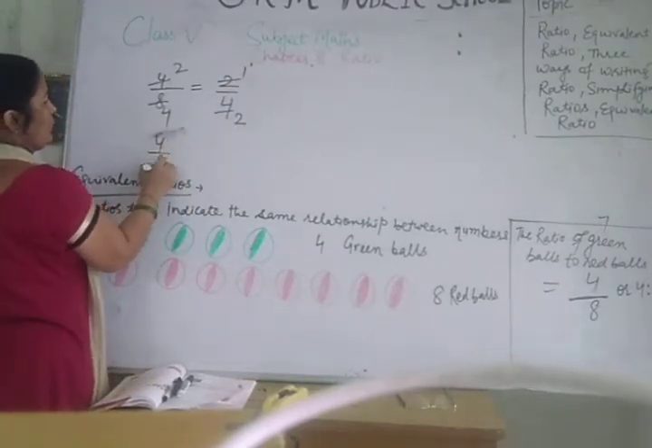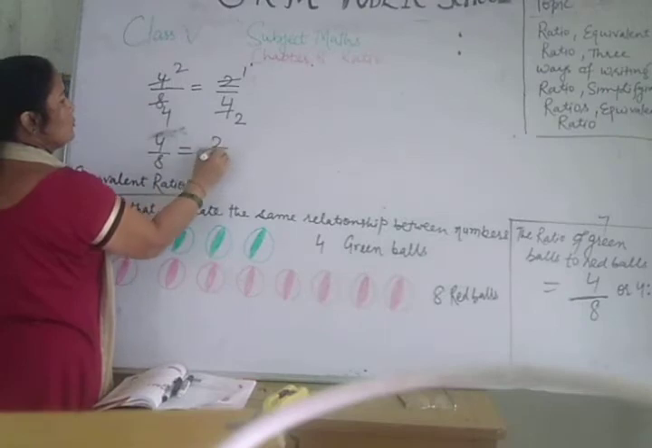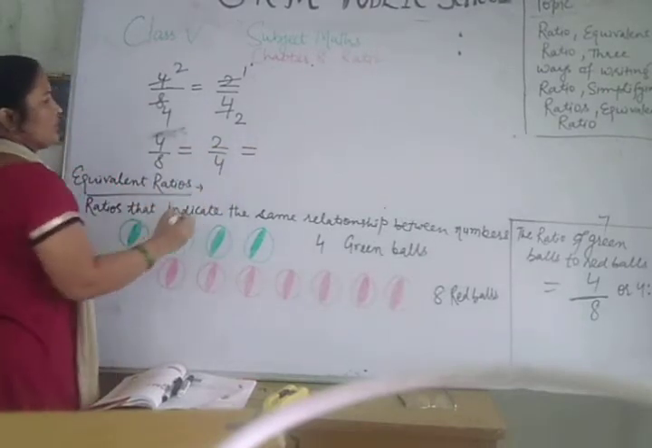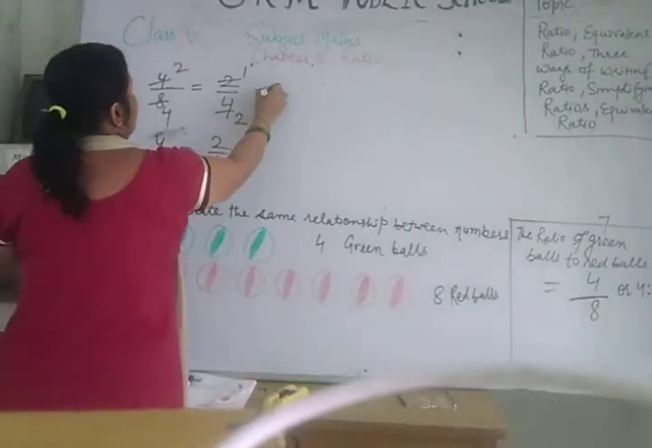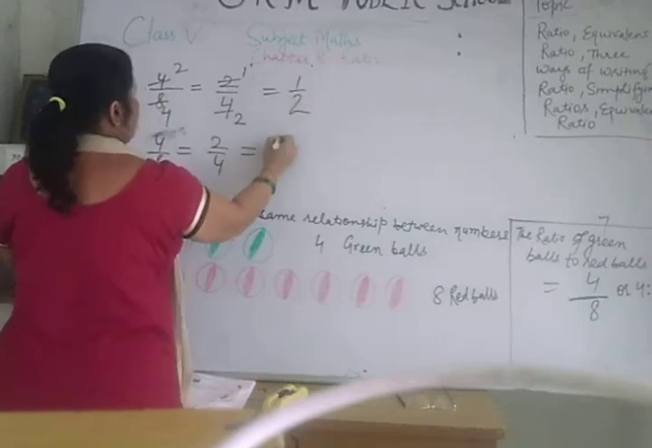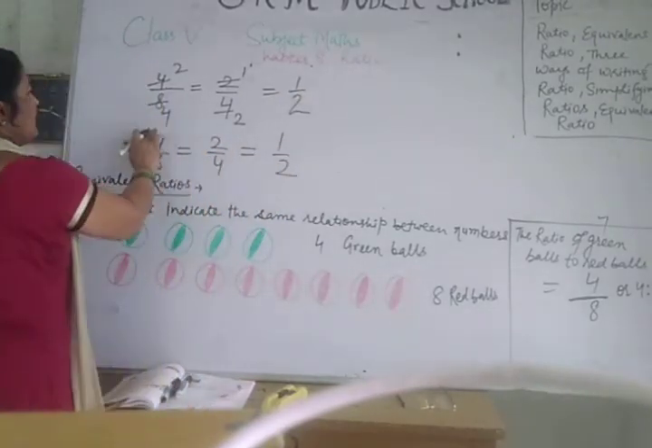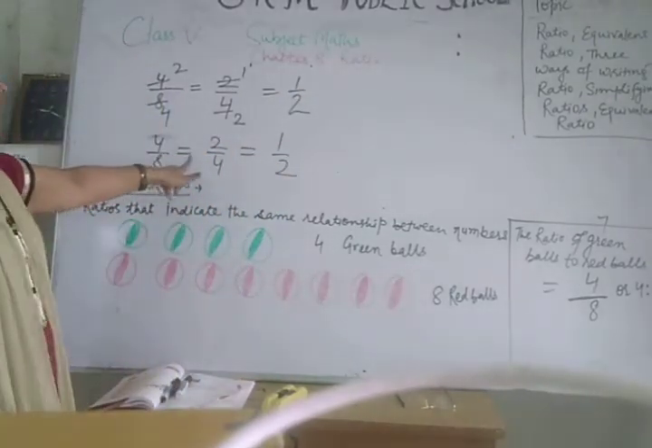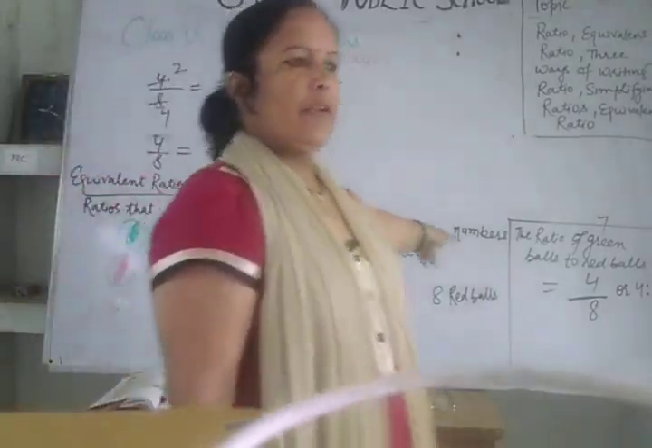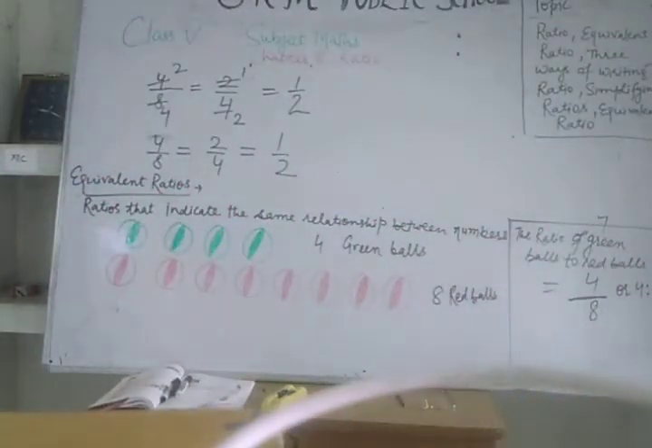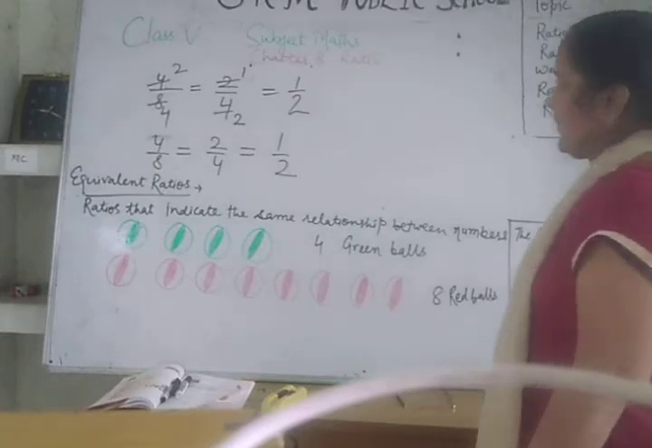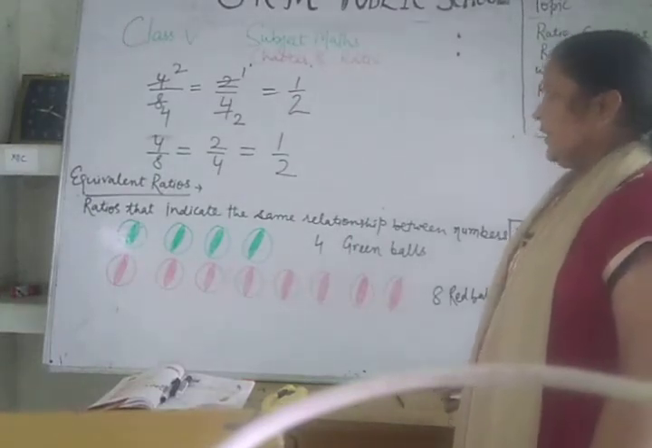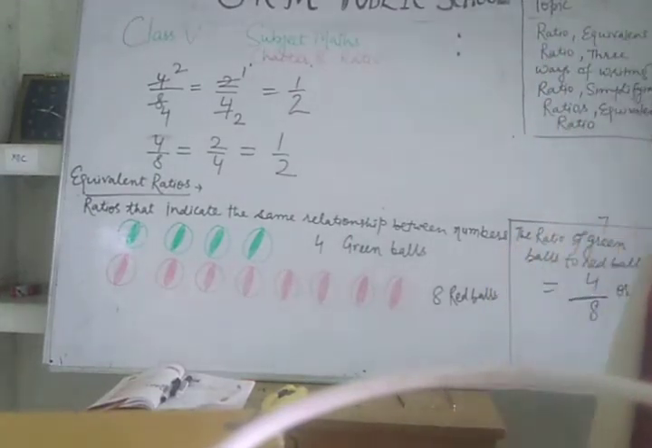Earlier it was 4 upon 8. Then it was equal to 2 upon 4. Now it is equal to 1 upon 2. So these types of ratios are called equivalent ratios. All these are equivalent ratios. This is the way of writing equivalent ratios.